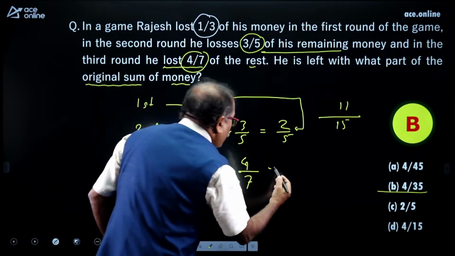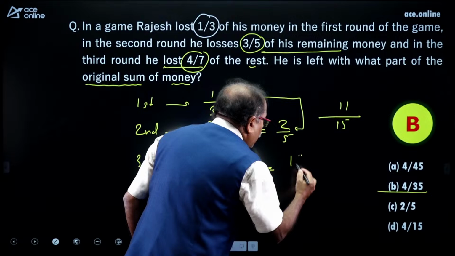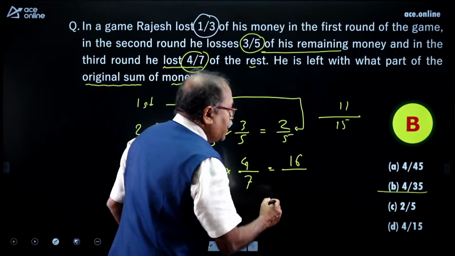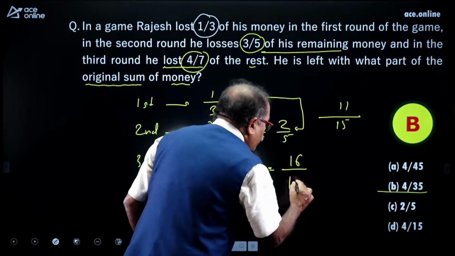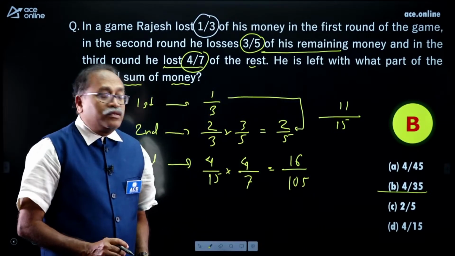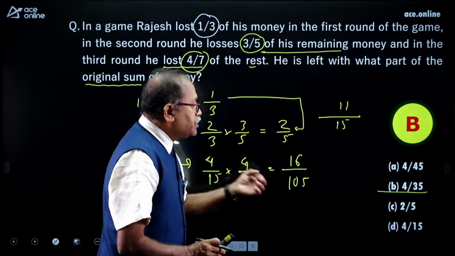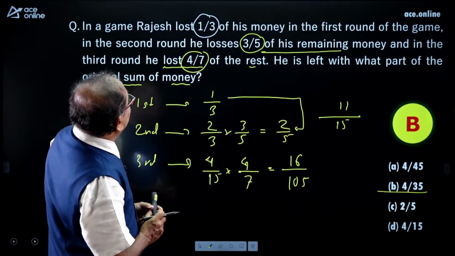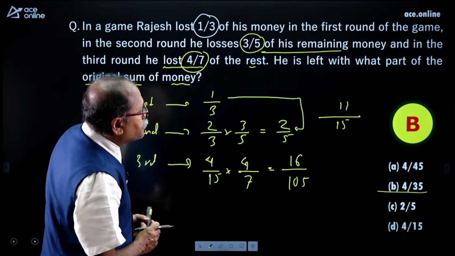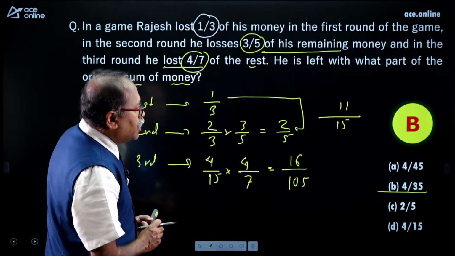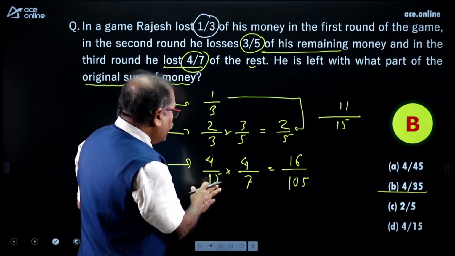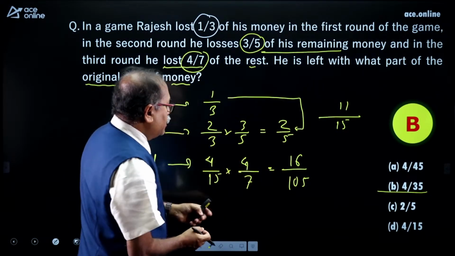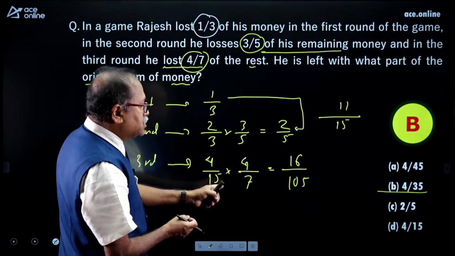So that means what? How much is lost? 4, 4, 16, and 16 by 15 into 7, that comes 105. Am I right over here? 105. Now the question is, what part has he left? What is the total part? I got this as 4 by 15. This one, 4 by 15 of the remaining, and the remaining is 4 by 7.